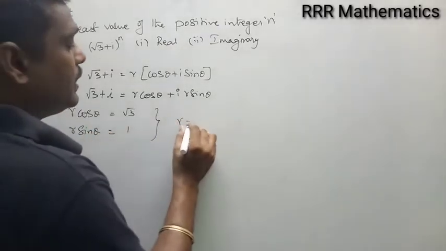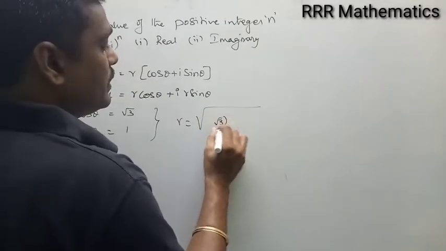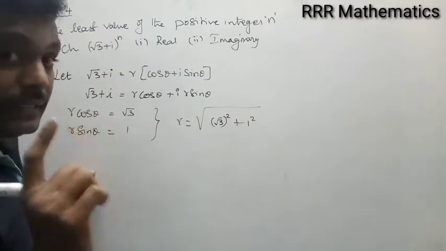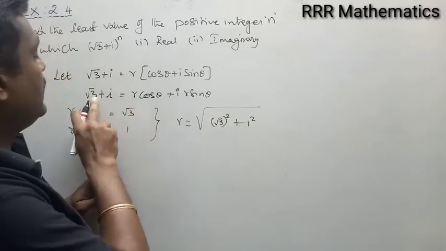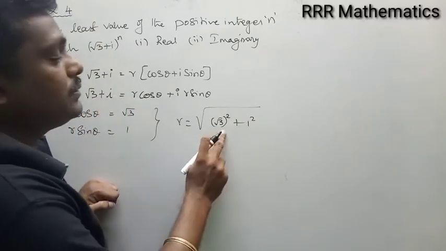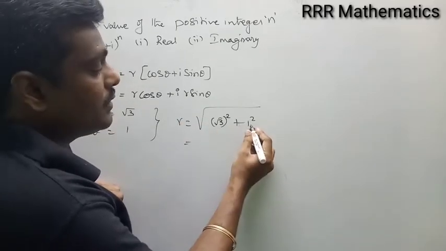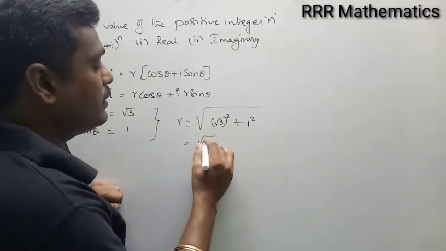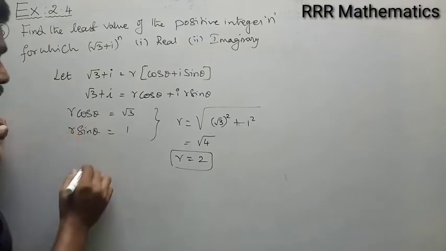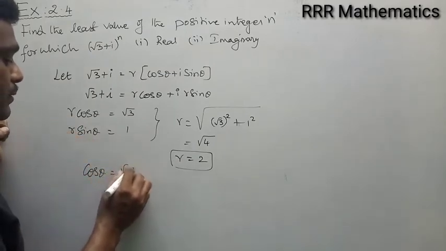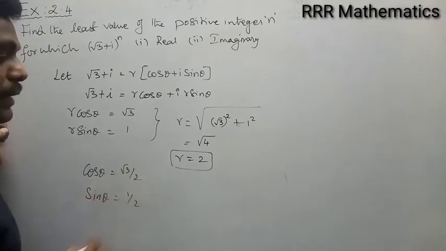r can be calculated as the square root of the sum of the squares of the real part and the imaginary part. Here the real part is root 3 whole squared and the imaginary part is 1 squared. Root 3 into root 3 is 3, 1 squared is 1, 3 + 1 is 4. Square root of 4 will be 2. This is the value of r. When you substitute here, cos theta will be root 3 by 2, and sin theta will be 1 by 2.